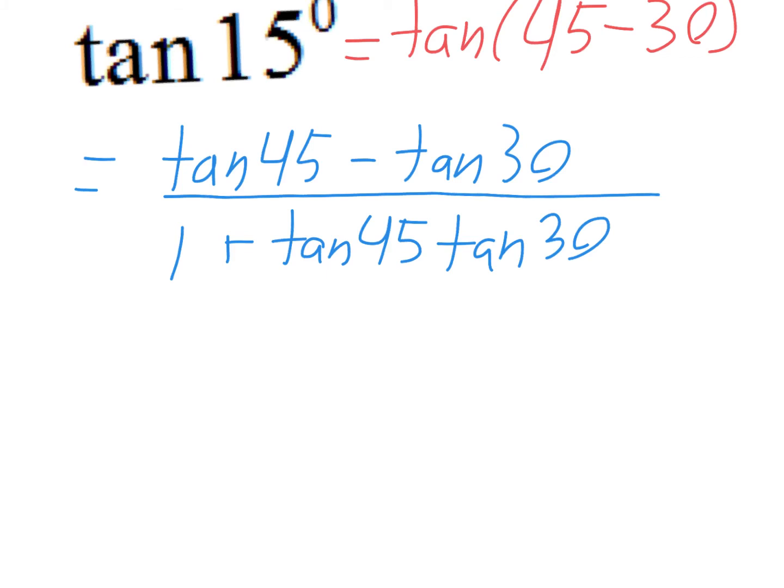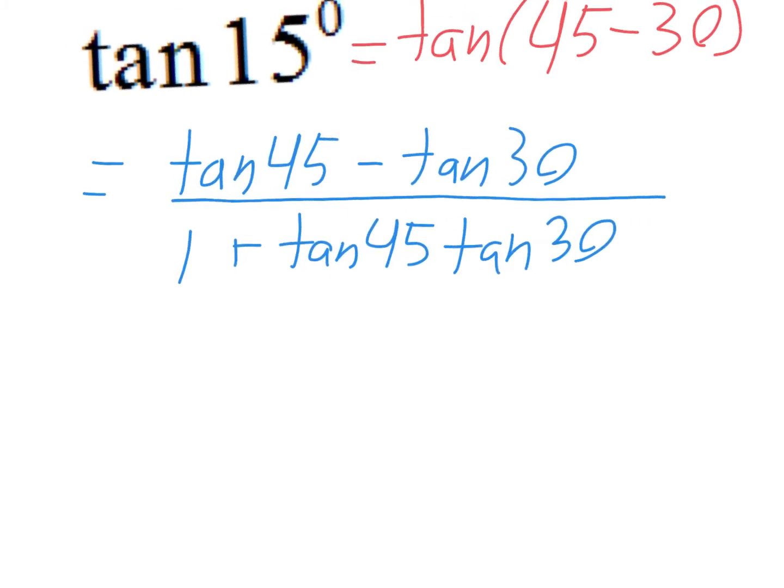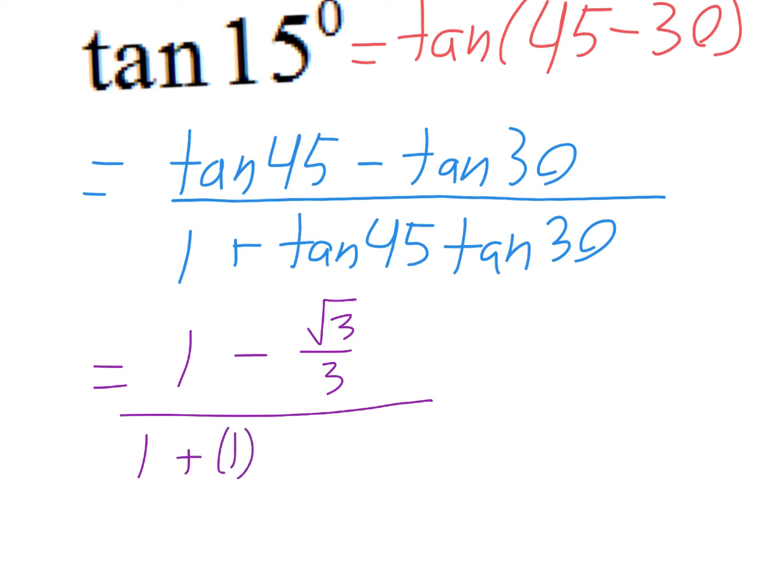But now we're going to plug in those values to our blue equation, such that we essentially have in the numerator 1 minus root 3 over 3. In the denominator, we have 1 plus 1 times root 3 over 3.